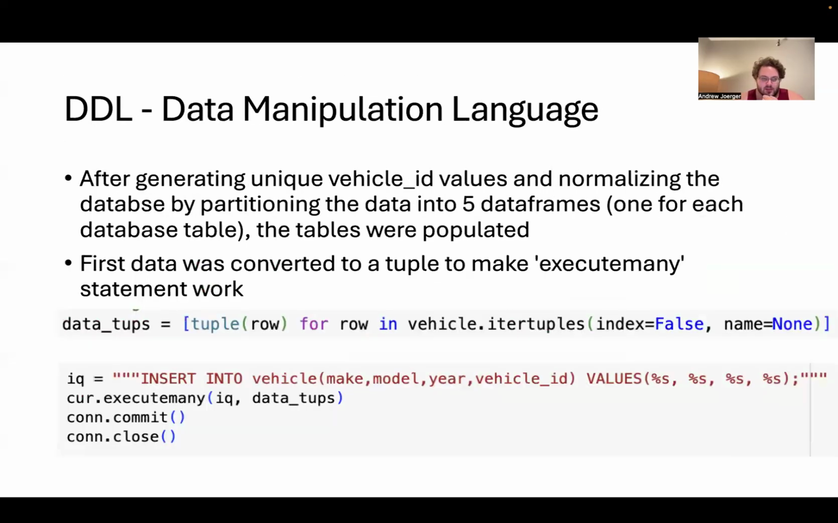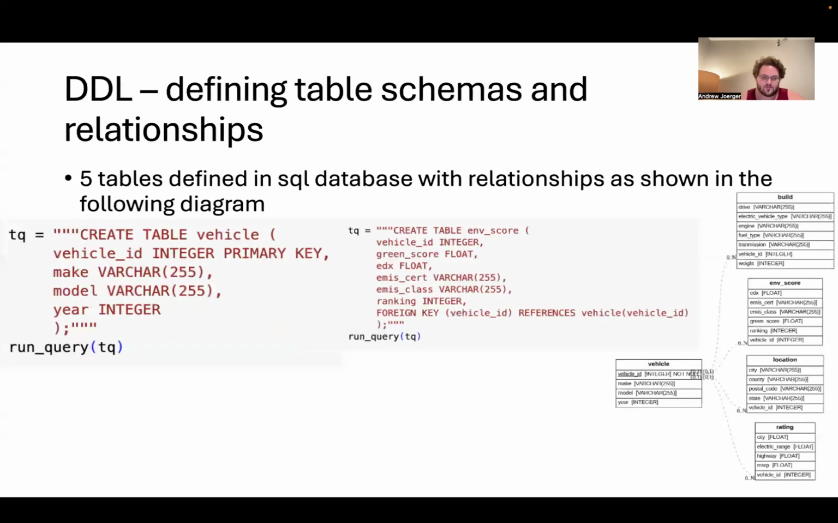After defining the tables, I moved on to populating them with data. I did that by converting each row in the data frame to a tuple and using the executemany statement we learned, to insert each row into the MySQL database. I did that for each of the 5 data frames or tables. I wanted to mention, going back a couple of slides, that vehicle ID is defined as a foreign key in each of rating, location, environmental score, and build.